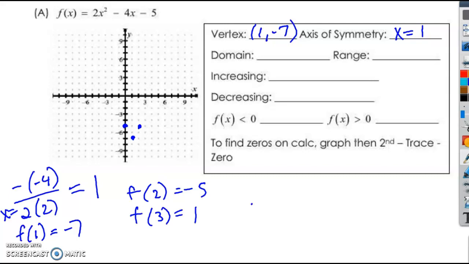I already did f of 1. Got negative 7. Okay, good. Okay, so didn't I have another one? Oh yeah, 3. F of 3 is 1.